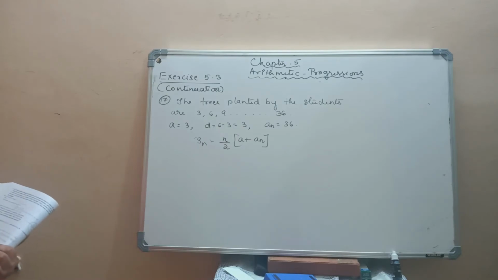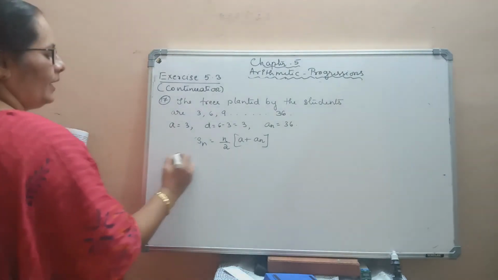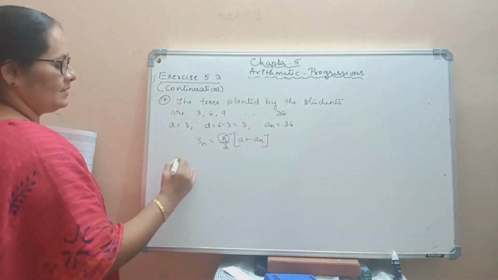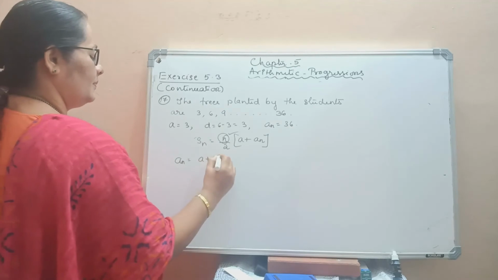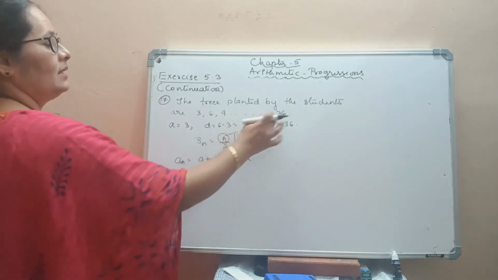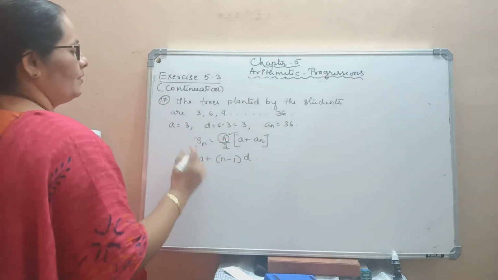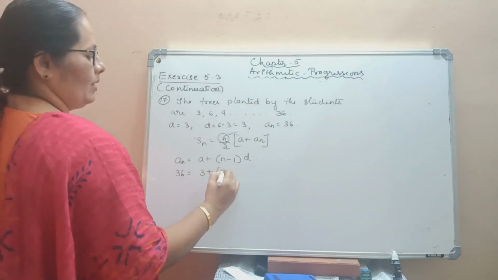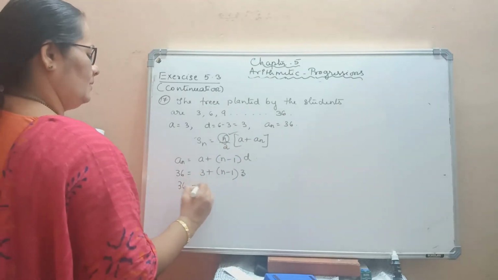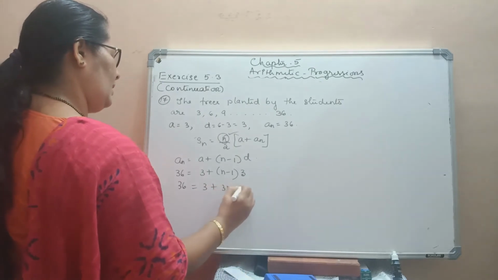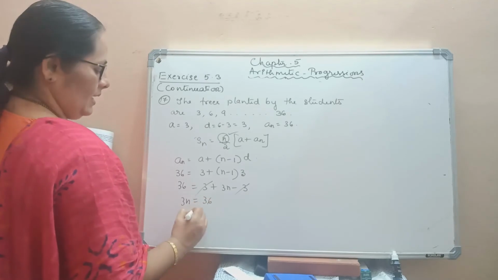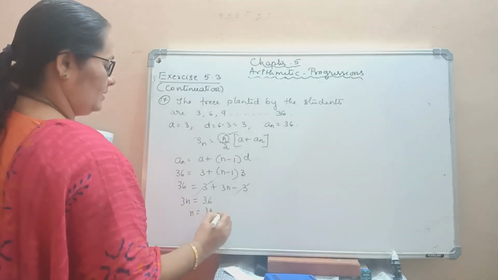How will you calculate n? At first you need to calculate n. The formula is an equals a plus n minus 1 into d. Here an is 36, the first term is 3, and the difference is 3. So 36 equals 3 plus 3n minus 3. The 3s cancel, so 3n equals 36. n is 36 by 3, which is 12.